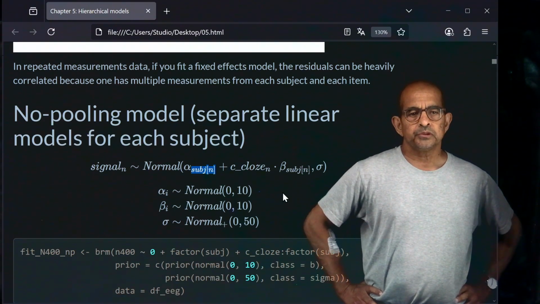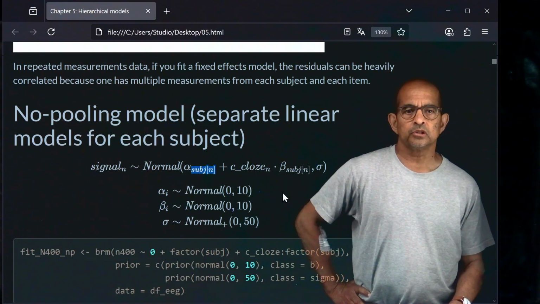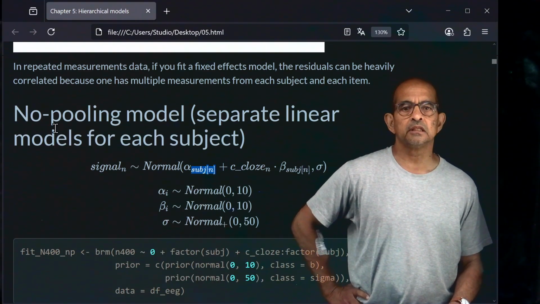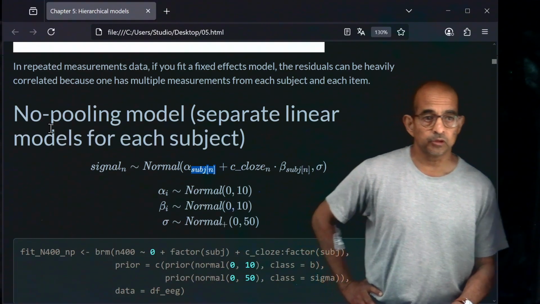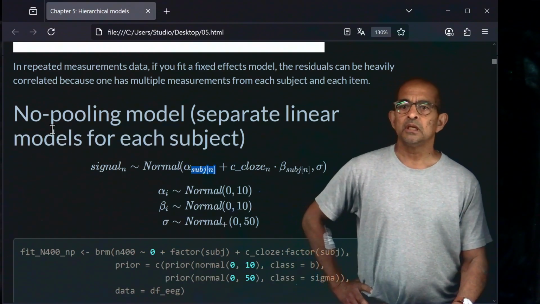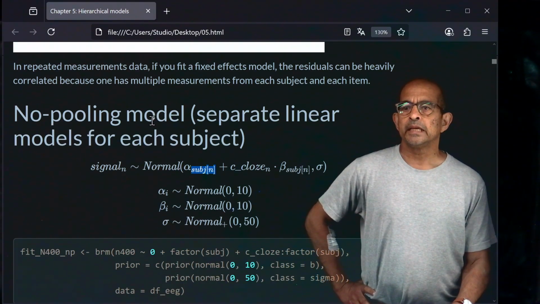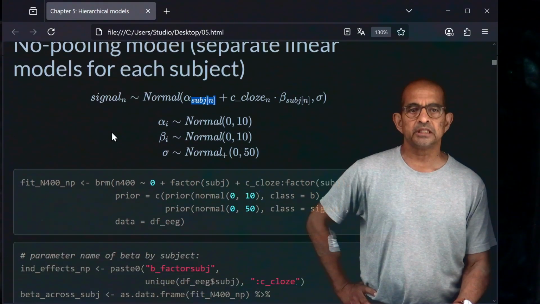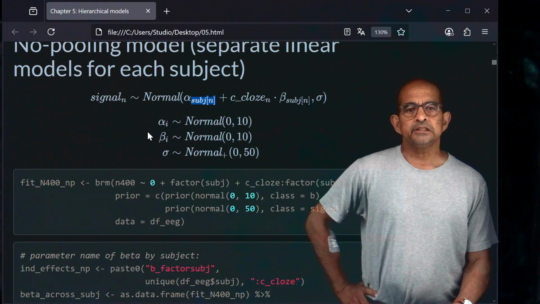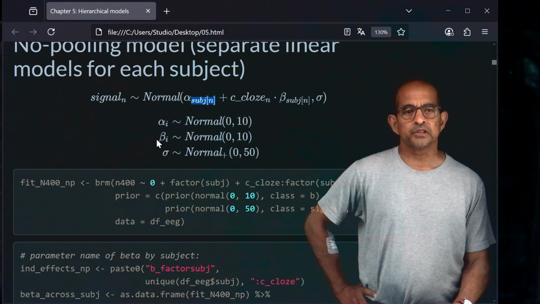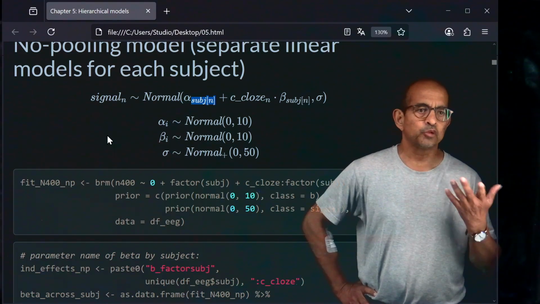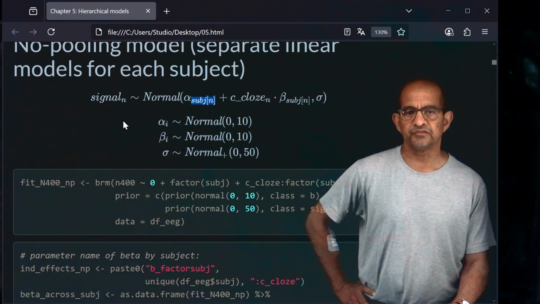So what we're going to do now is fit a so-called no pooling model. I'm using Andrew Gelman's terminology here from the Gelman and Hill textbook in 2007. What's going on here is that we are going to fit a separate linear model for each subject, but each of the intercepts and slopes for each of the subjects has the same prior defined for it, because we have no reason to assume that every subject has different priors.